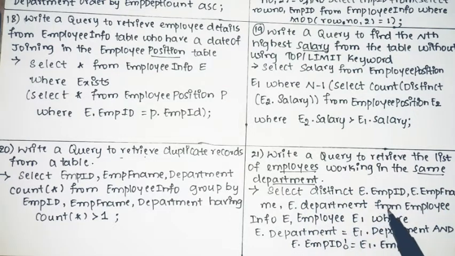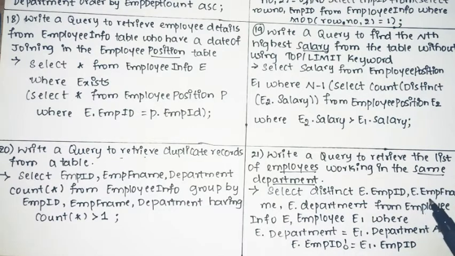So you need to select distinct employee ID, employee first name, and E dot department, from the employee info table E, as well as employee E1, to check whether they are working in the same department. Where E dot department is equal to E1 dot department means they both are working in the same department, and the employee ID should not be equal. The same employee cannot work in two different departments. Therefore you need to match E dot employee ID not equal to E1 dot employee ID. So this is the query for this question.